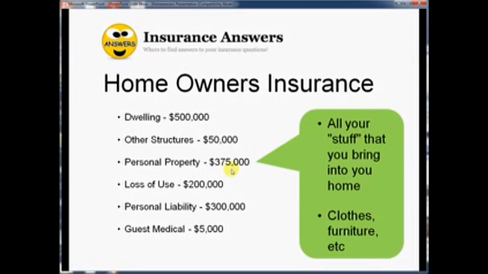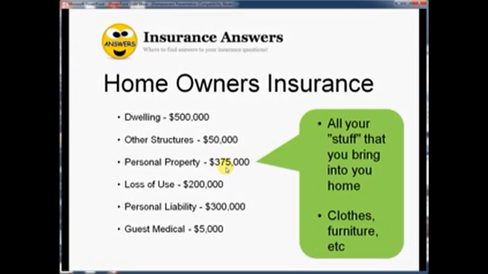The next coverage is personal property. This is all your stuff, your clothes, your furniture, your TVs, anything that you'd bring in to your home is covered under personal property coverage. Again, this usually or traditionally is simply a percentage of your dwelling coverage. If you feel like you need more personal property coverage than what comes standard with your policy, again, check with your carrier or your agent to make sure you have enough coverage there.